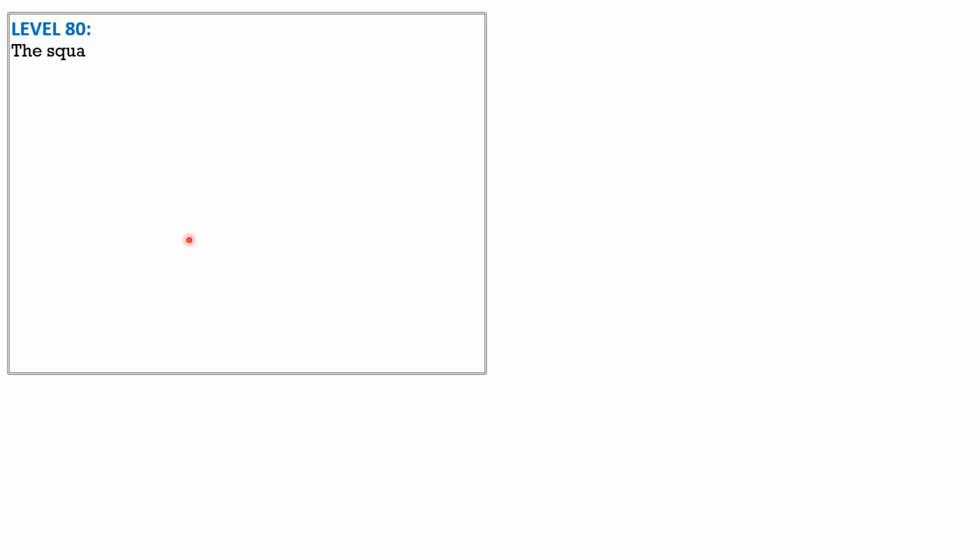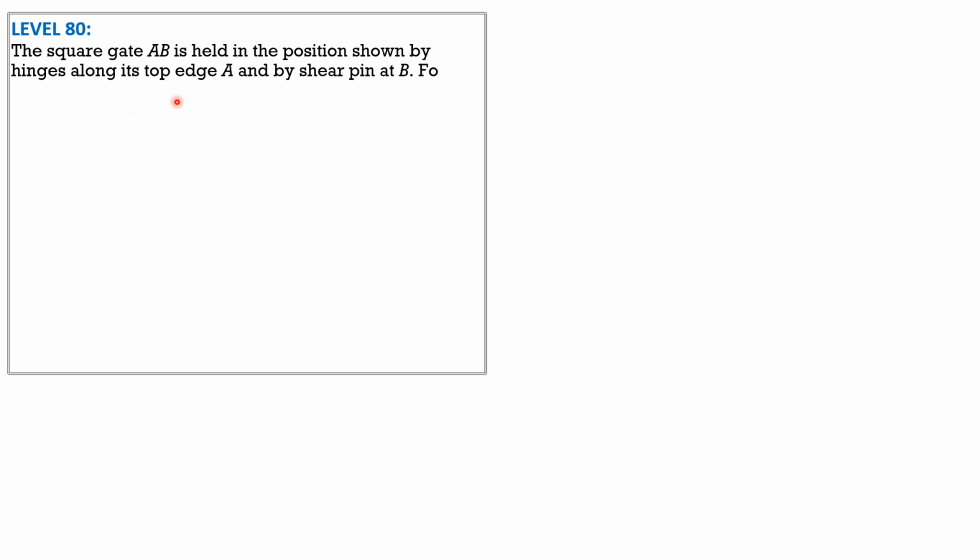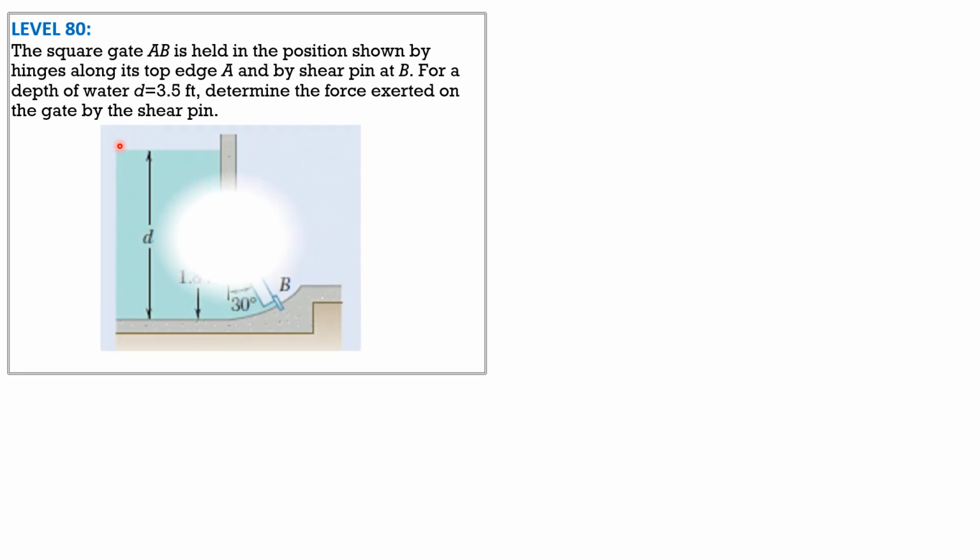Level 80 is the last problem. The square gate AB is held in the position shown by hinges along its top edge A and by shear pin at B. For a depth of water D 3.5 feet, determine the force exerted on the gate by the shear pin. So here is the position of the shear pin. Let's draw the free body diagram of this part. We're looking for the force in the shear pin when the depth is 3.5 feet.